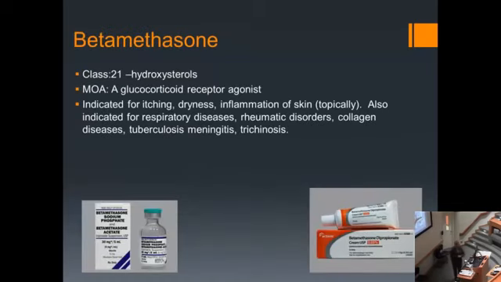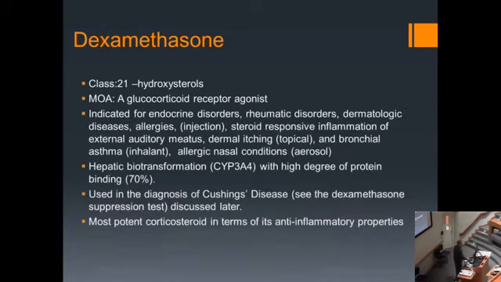Betamethasone is different chemically. It's got 21 carbons, all right? Mechanistically, we say it's a glucocorticoid receptor agonist. And what's it indicated for? Itching, dryness, inflammation of the skin if it's topically administered, respiratory diseases, rheumatic disorders, collagen diseases, tuberculosis within the meninges, and trichinosis. Right? So lots of indications with betamethasone. Also dexamethasone, its cousin, also 21 carbon. Okay? Lots of indications listed here.